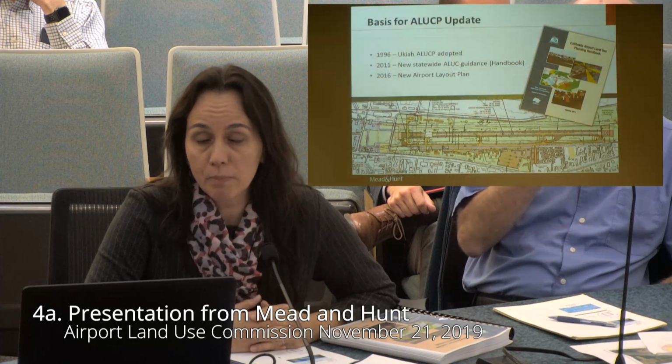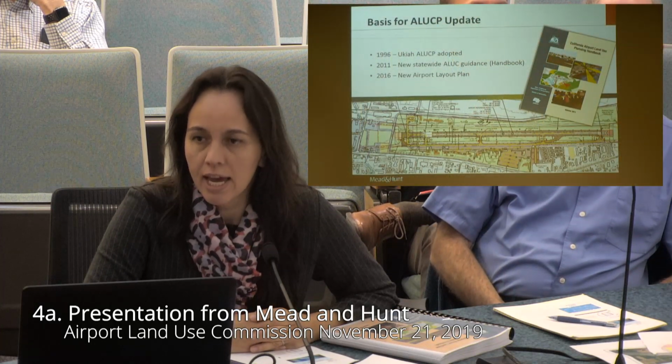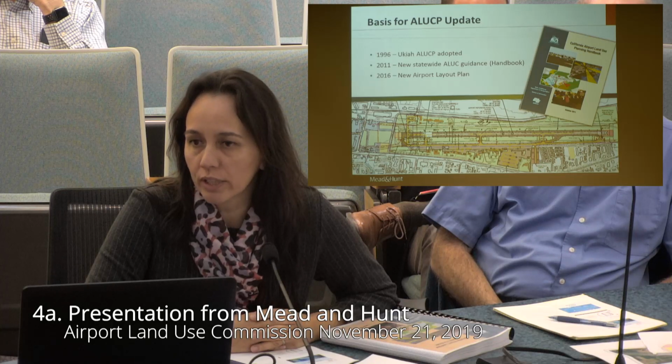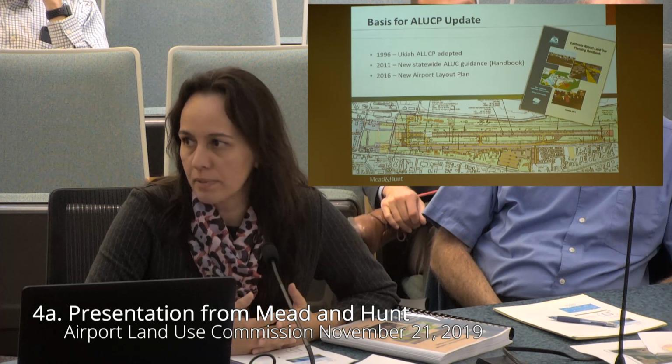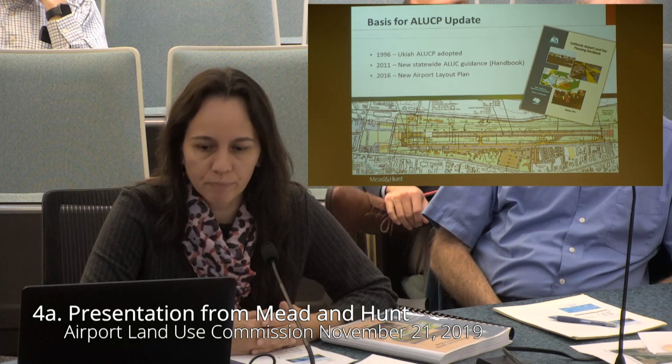In terms of the ALUCP overview, the whole premise of this update is to update the plan that was adopted by this commission in 1996. Since then, there has been a new statewide ALUC guidebook released, which is the California Airport Land Use Planning Handbook. That handbook is published by the Caltrans Division of Aeronautics and is a tool used by airport land use commissions to prepare, update, and adopt compatibility plans, such as this one.